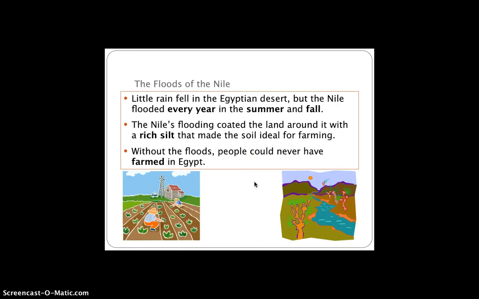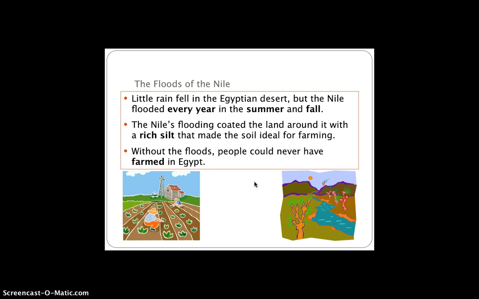The floods of the Nile. Little rain fell in the Egyptian desert, but the Nile flooded every year in the summer and the fall. That's that biannual flooding that we were talking about earlier. The Nile's flooding coated the land around it with a rich silt that made the soil ideal for farming.